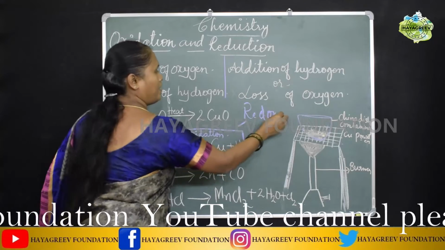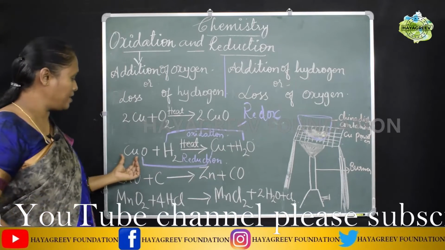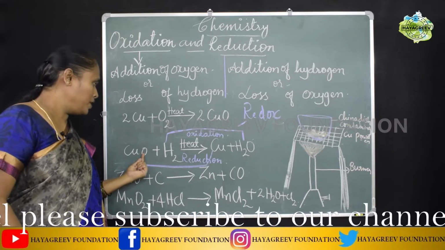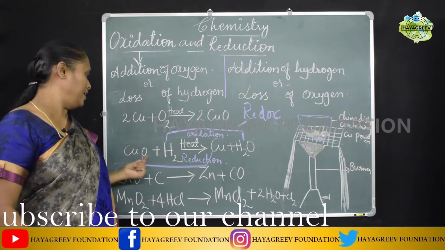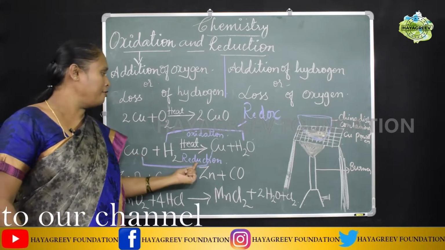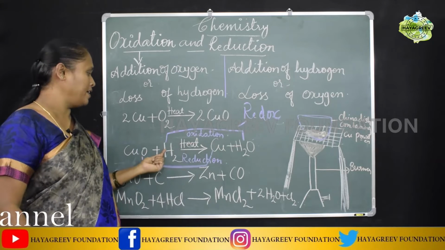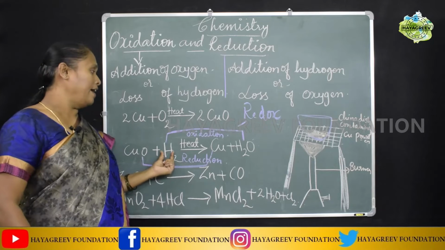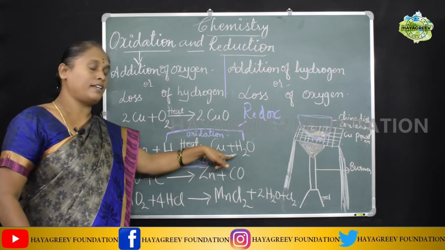What do we call them? Redox reactions. So here you can just understand redox reactions. Here copper oxide is losing oxygen to form copper. You say copper oxide is getting reduced to form copper. Simultaneously hydrogen is combining with this oxygen to form water. You say hydrogen is getting oxidized to form water.